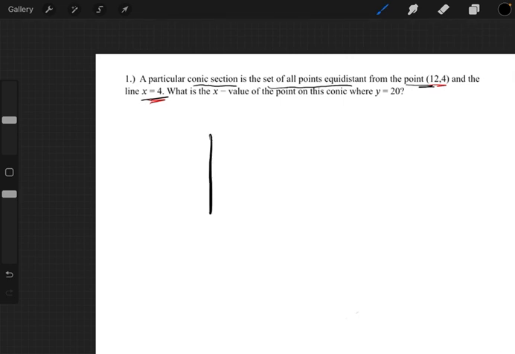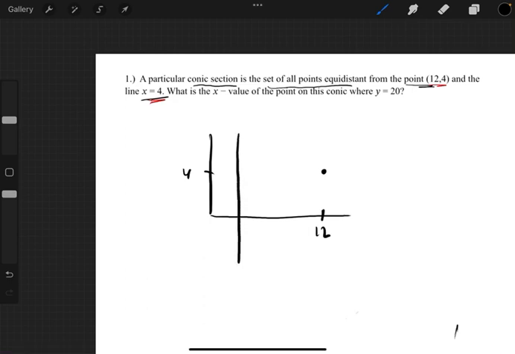Got a point. I'm just going to draw a brief thing. 12, 4. So let's say 12 is over there and 4 is up there. 12, 4. And you've got the line x equals 4. Now, this has tricked so many people. x equals 4 is vertical because it's x equals 4. This line is vertical, which means that you're going to get a parabola that looks like this.